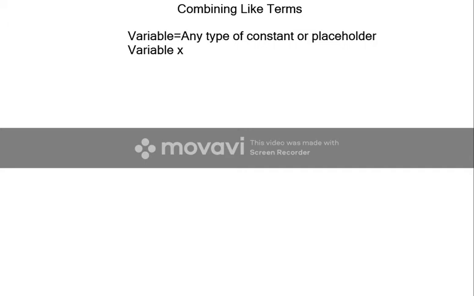So the main thing to understand when combining like terms is a variable. Well, what is a variable? A variable is basically any type of constant or placeholder for a value, right? So like for example, if I had the variable, let's say x, right? Variable x. This is probably one of the most common variables you'll be seeing. Basically, it just stands for like a number, right?